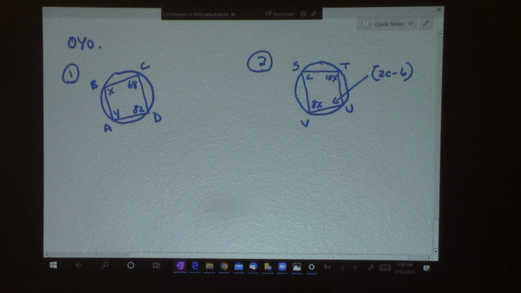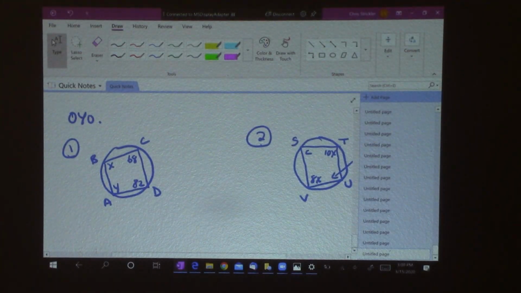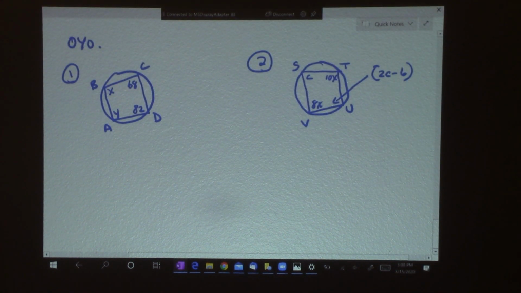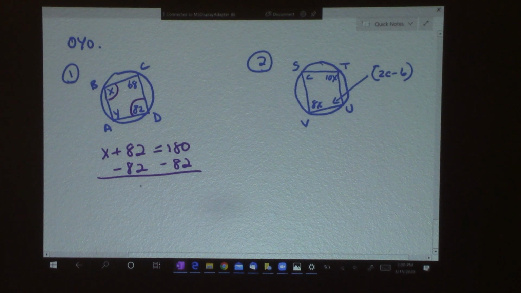All right, okay, so let's do these together. I'm going to change the color again. Let's do something else. So our opposite angles are supplementary. So x plus 82 equals 180. Very simply subtract 82, not 182, and x is 98.